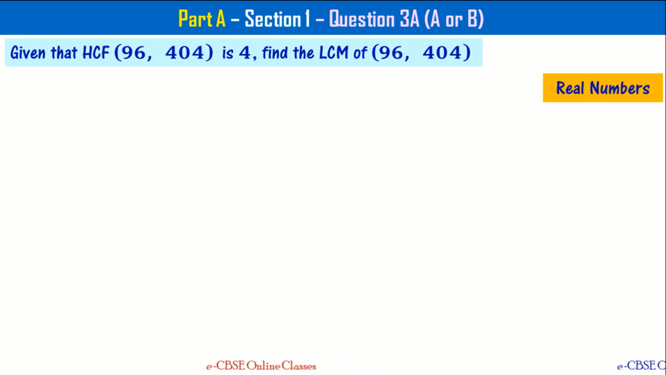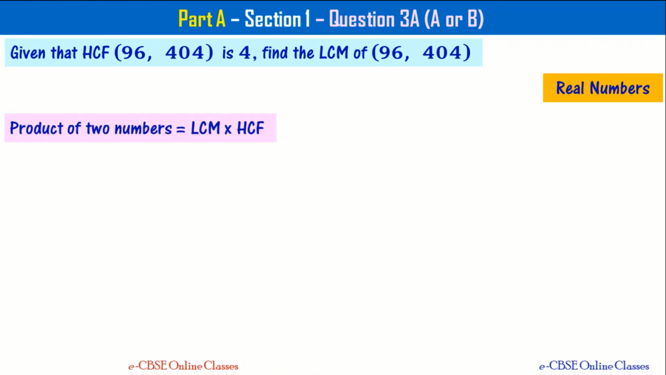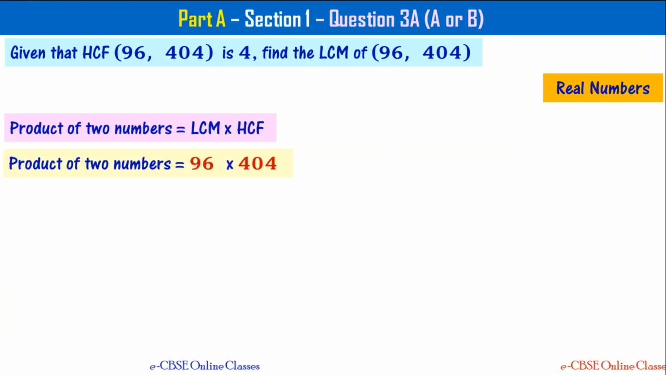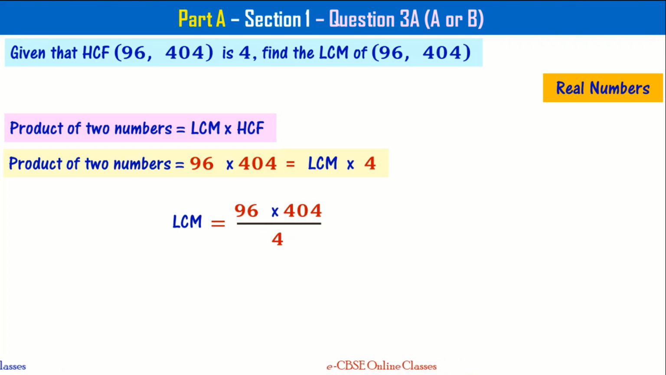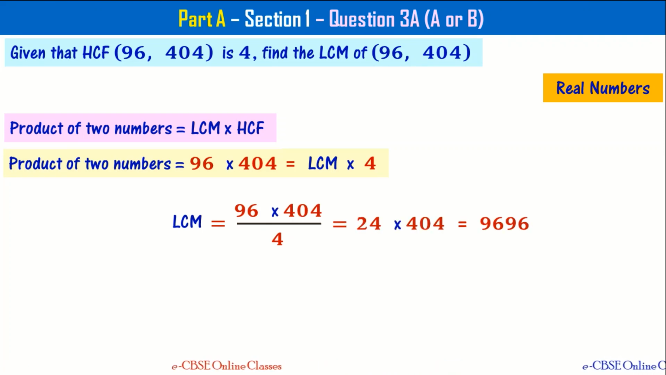It is from the chapter on real numbers. We know that the product of two numbers can be written as the product of their LCM times their HCF. It means that the product of two numbers, that is 96 times 404, can be written as LCM times 4. Rearrange it and simplify it to get the LCM of 96 and 404 as 9696. Please take a note of this.